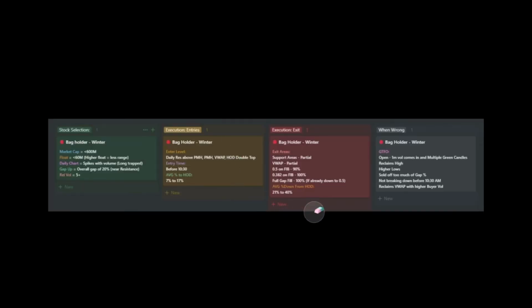Next, this is my playbook for the bag holder setup. So as you know, I've taken you through my bag holder setup. Other people have done it before. It's my own bag holder setup. I've categorized it myself.